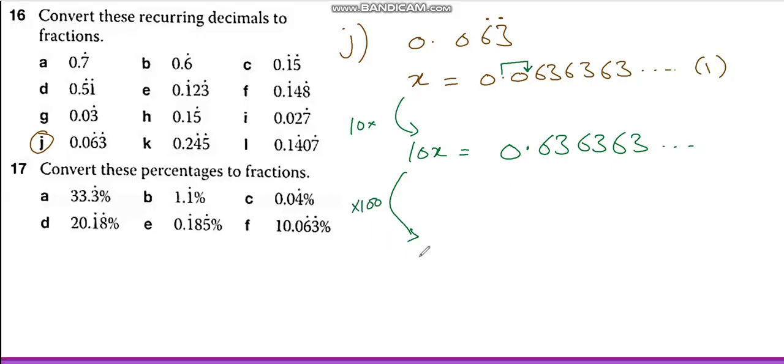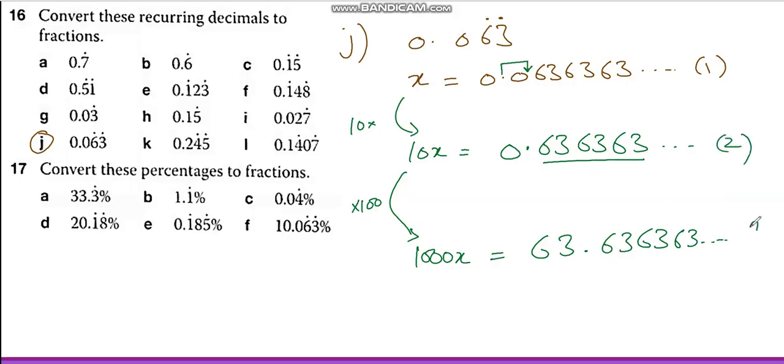If we multiply both sides by 100, we get 1000x on the left side, and on the right side we will get 63.636363. Now we can easily subtract the whole decimal part of equation 2 from equation 3.